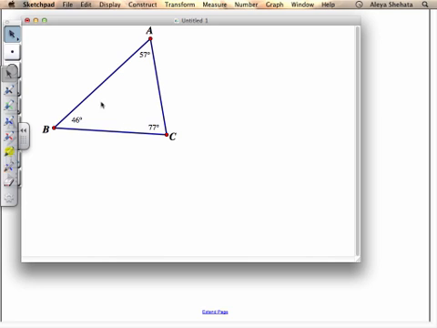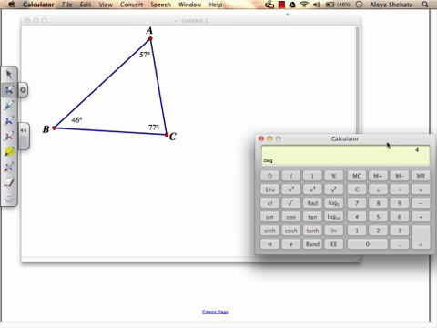So if you take a look at this diagram in front of you, we have three angles. Our three angles are the 46 degree angle right here, the 57 degree angle, and the 77 degree angle. So let's add them all together. So I'm just going to add 46 plus 57 plus 77, and it ends up being 180 degrees.